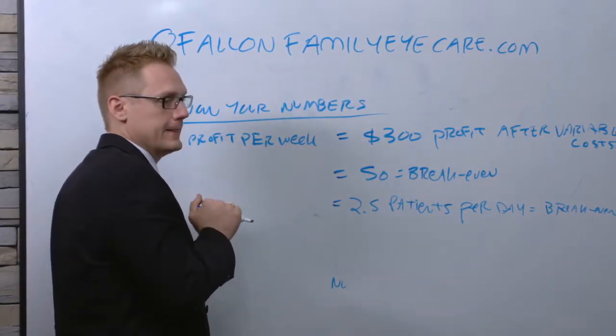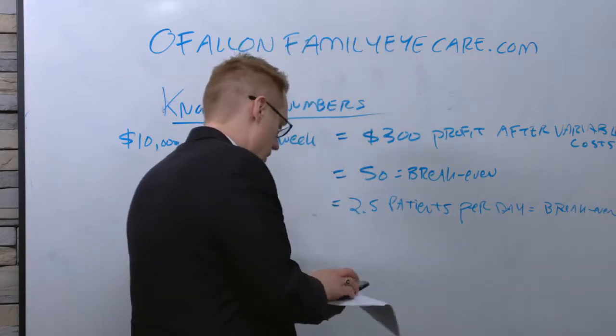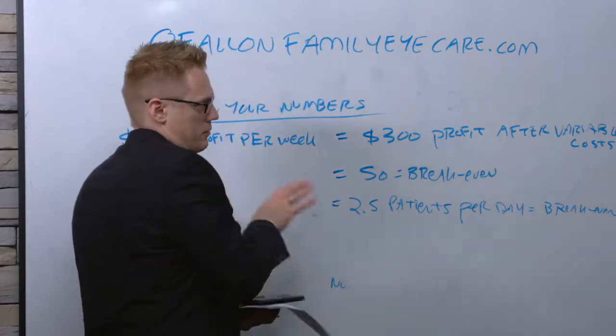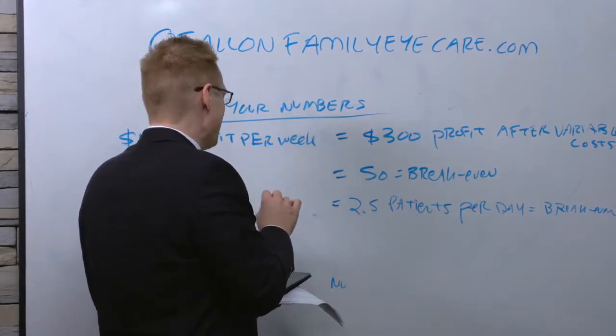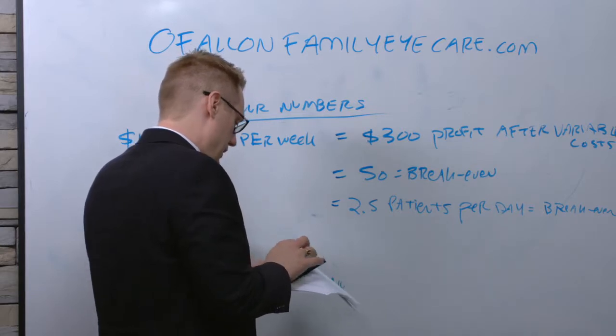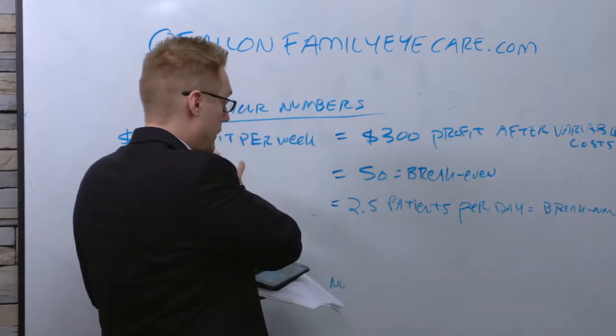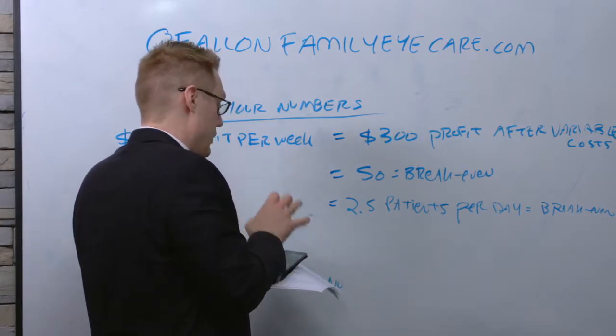So how many do we need to see to produce the profit we need, in your mind? If we're looking for $10,000 of profit, it's probably at least about 5 a day, actually probably close to 10 a day. I know it's going to be hard. So 2.5 is just break even. Now we've got to get to $10,000 per week, and it's $300 of profit. I'm going to take the 10,000 and divide it by our $300 of profit. That's 33.3.